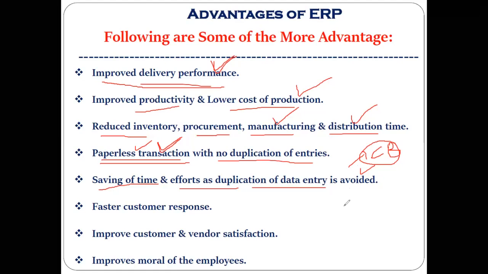Even in our computer, if in the same folder you try to copy the same content more than once, the computer asks you, do you want to replace the already available contents? It means it is asking whether you want to make a duplicate entry or not. Understood? So as a central database is present, duplicate entry cannot happen. Because of that, time gets saved, efforts get saved, and customer response increases.